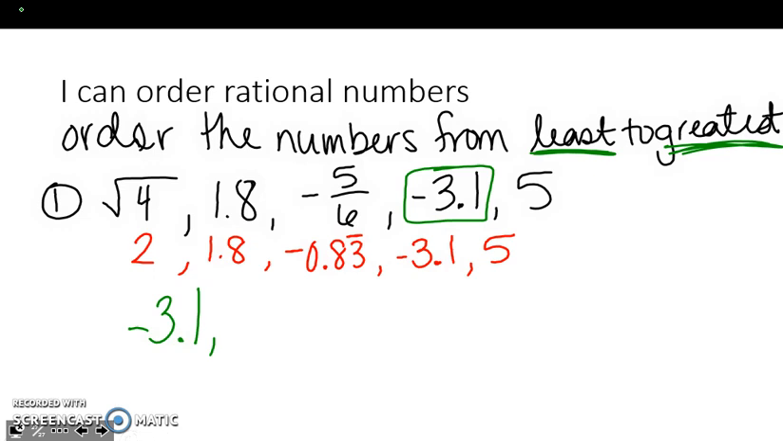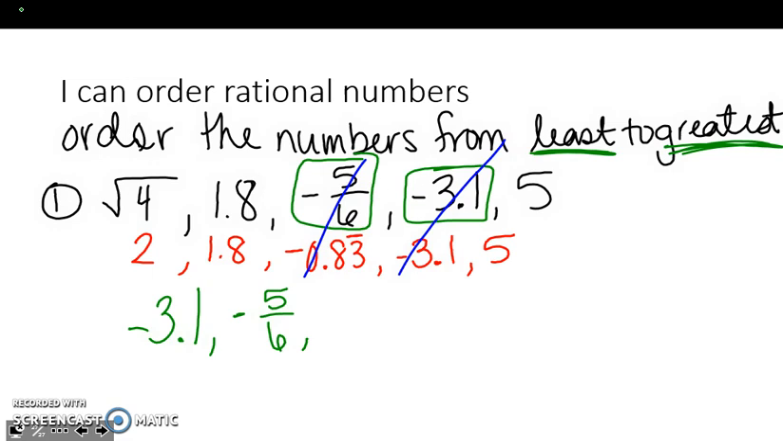I always like to kind of cross them out when I'm done with them so I don't reuse them. So that means negative 0.83 repeating. Now guys, when you write these, you have to use the original numbers. So I have to write negative 5/6 when I write my final answer. That is probably one of the biggest mistakes that people make. Okay, you have to use the original numbers.